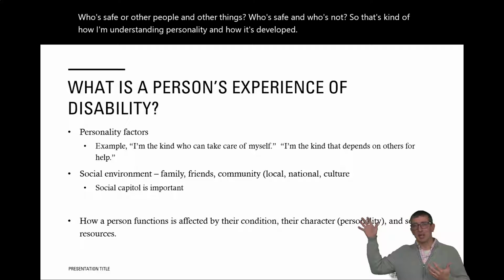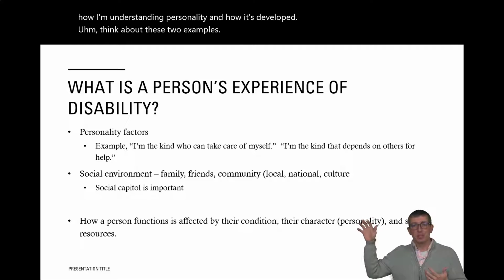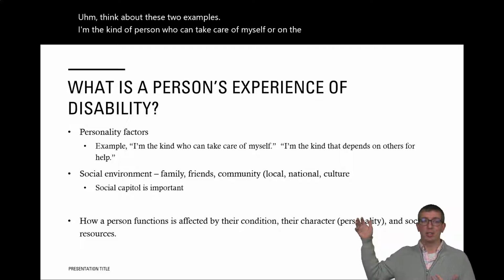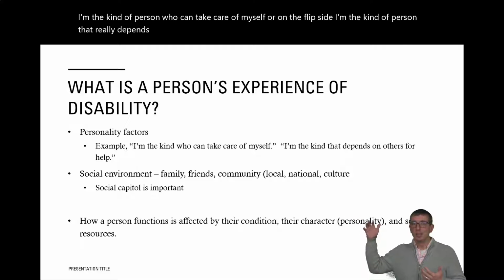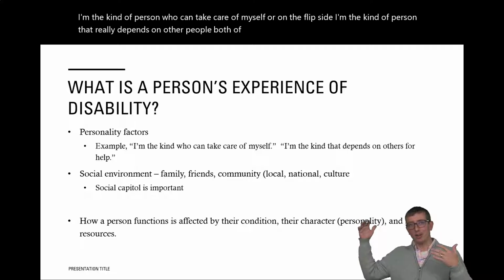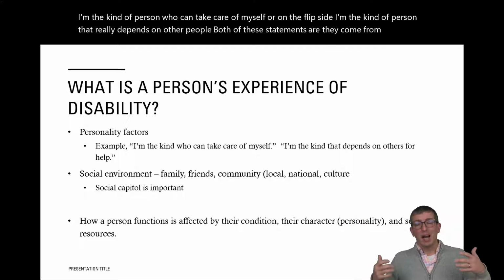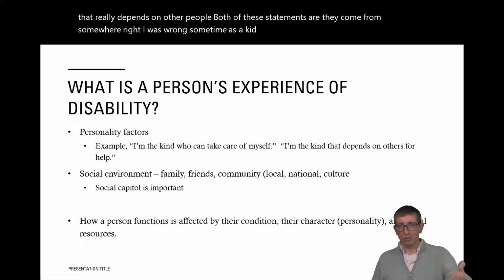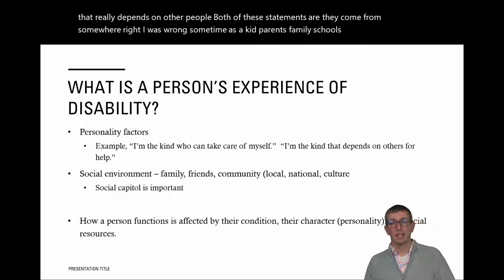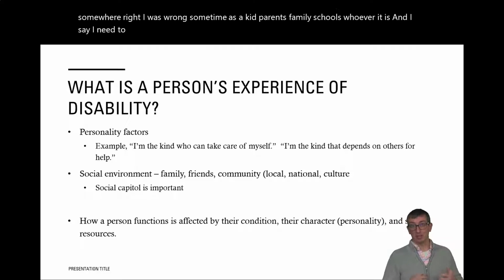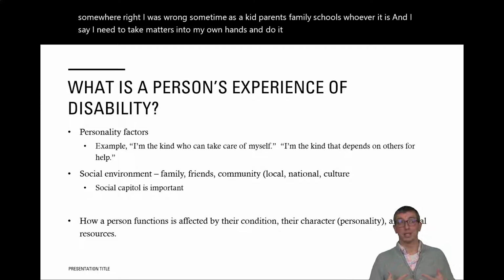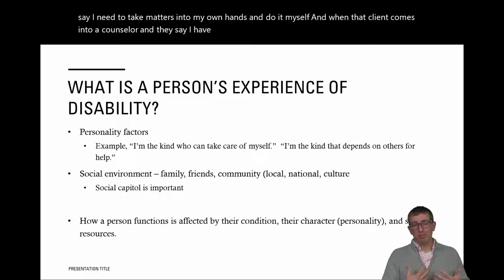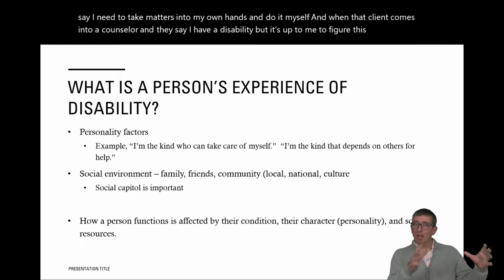Think about these two examples. I'm the kind of person who can take care of myself, or on the flip side, I'm the kind of person that really depends on other people. Both of these statements come from somewhere, right? I was wronged sometime as a kid, by parents, family, schools, whoever it is, and I say, I need to take matters into my own hands and do it myself. And when that client comes to a counselor and they say, I have a disability, but it's up to me to figure this out, okay, there's one way of understanding this.